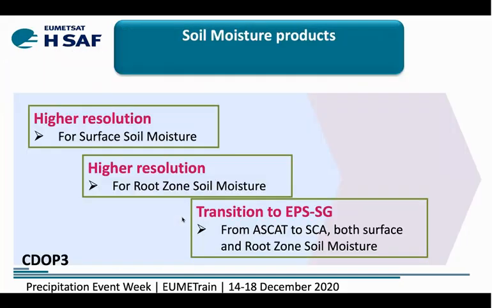For the soil moisture products, in the near future, the main improvement is related to higher resolution, both for surface soil moisture and for root zone soil moisture. This is due to the use of Sentinel data and of the ASCAT second generation data. And also in the near future, we will have products using neural networks and artificial intelligence.